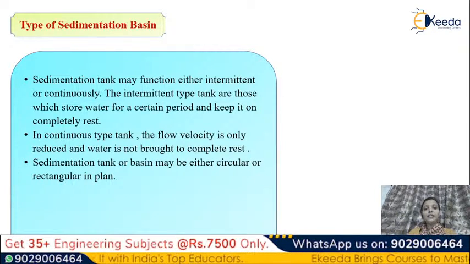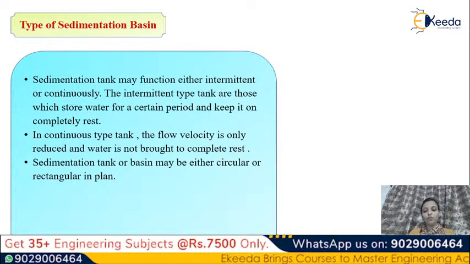So in the intermittent type, water is under complete rest condition. But in the continuous type, the main parameter we have to control is the velocity of flow. By reducing velocity, the flow will go on continuously.